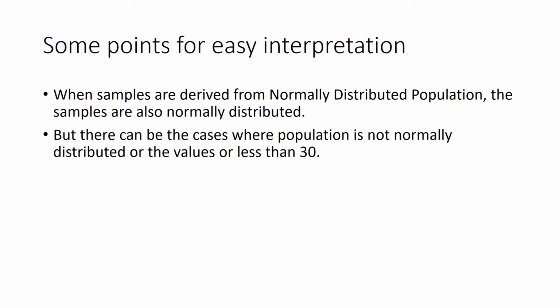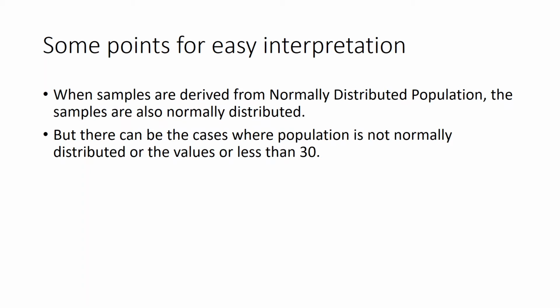But there can be cases where the population is not normally distributed or the values are less than 30. Sometimes it happens that your data is in the chi-square distribution, or let's say the exponential distribution, uniform distribution. There are a lot of distributions, Poisson distribution, anything, and your data can be in those distributions, but still you want to derive the sample from it. It is usually imperative to derive a sample from a normally distributed population. Deriving a sample from some other distributed data set is pretty much difficult.